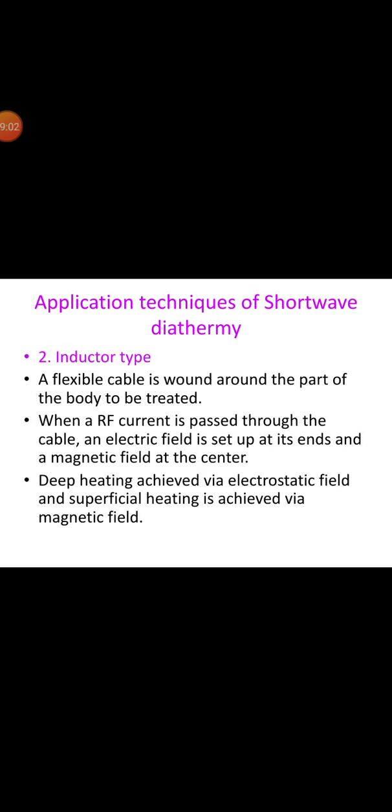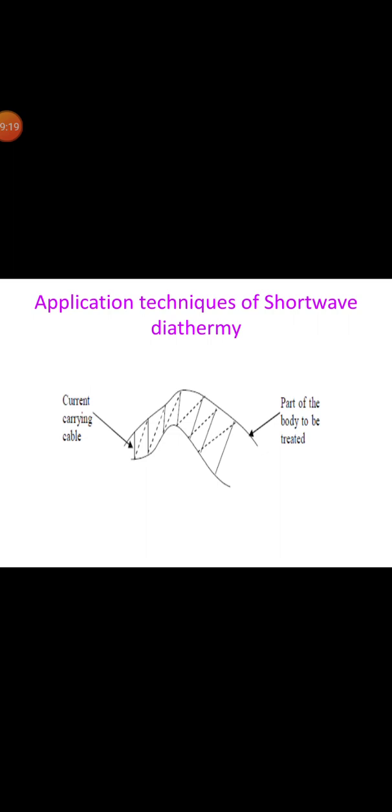And the second method is the inductor method. A flexible cable is wound around the part of the body to be treated. Here, when an RF current is passed through the cable, an electric field is set up at its ends and a magnetic field at the center. Deep heating is achieved via the electrostatic field and superficial heating is achieved via the magnetic field. And this diagram shows how the inductor method is carried out in a short wave diathermy unit.